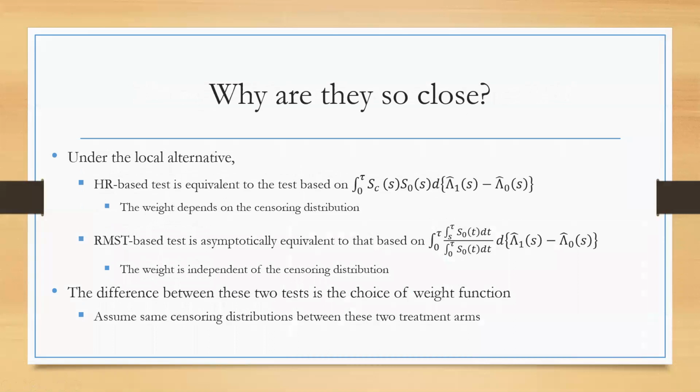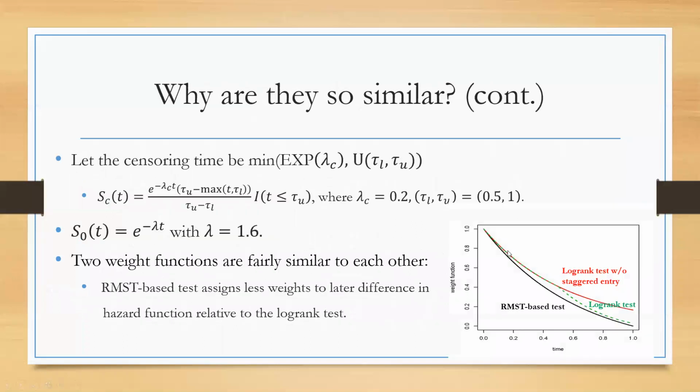But to be fair, they are reasonably close, right? Why? You can see we can write both tests as a weighted integration of the difference in terms of cumulative hazard function, and the only difference is the weight. Here, for the log-rank test, the weight depends on the censoring distribution. And if you use the RMST-based test, the weight function only depends on the survival function and does not depend on the censoring distribution. So actually, the censoring can have a big impact on the power. And here is a plot of the weight function.